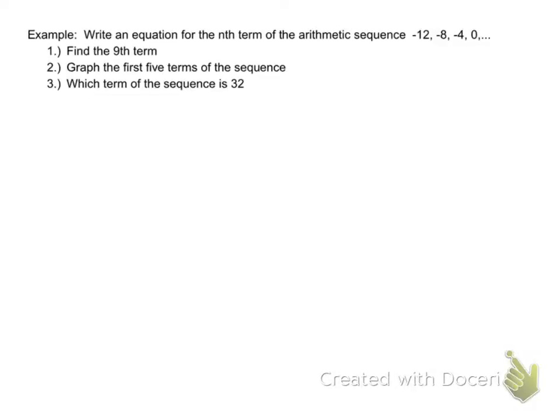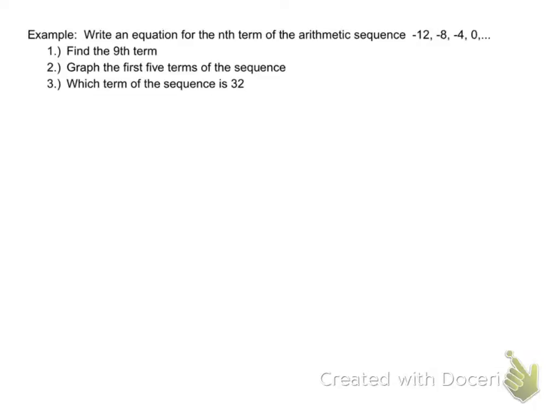Write an equation for the nth term of the arithmetic sequence -12, -8, -4, 0. Then, after you've done the equation, please tell me the ninth term. Then, graph it, please, using the first 5 terms. And 3, which term of the sequence will give you 32? So actually the numbering is off a little bit here.